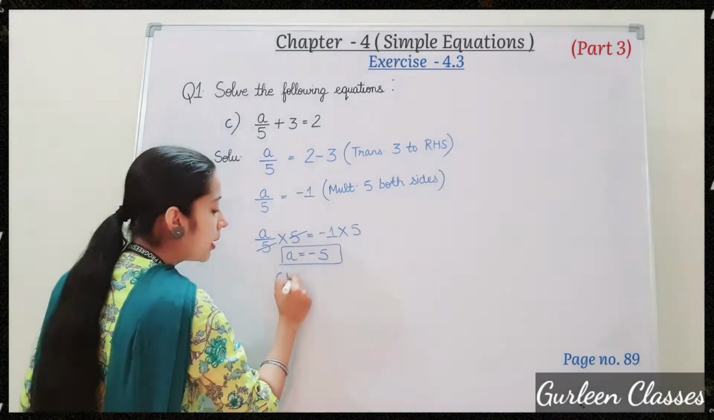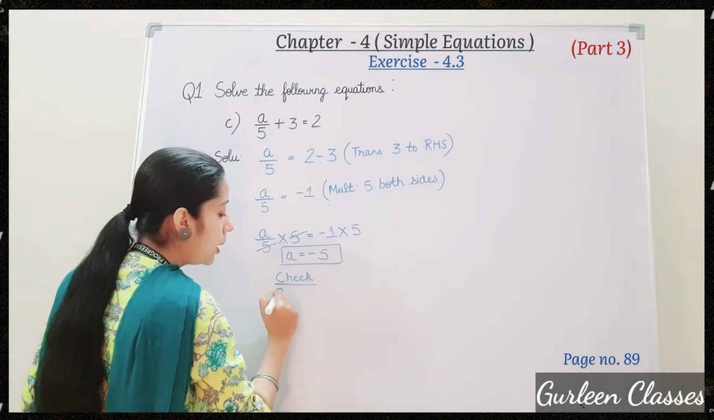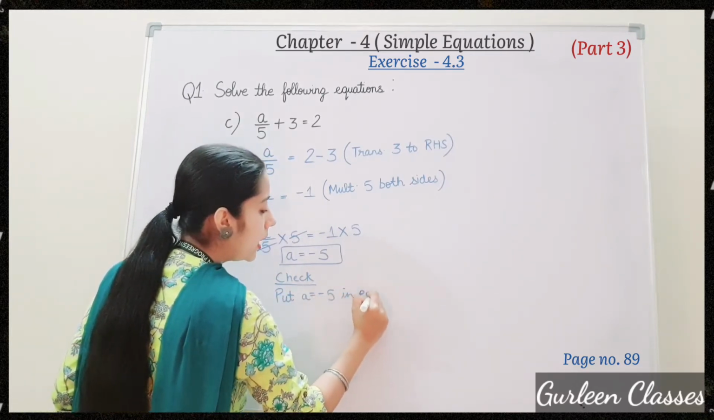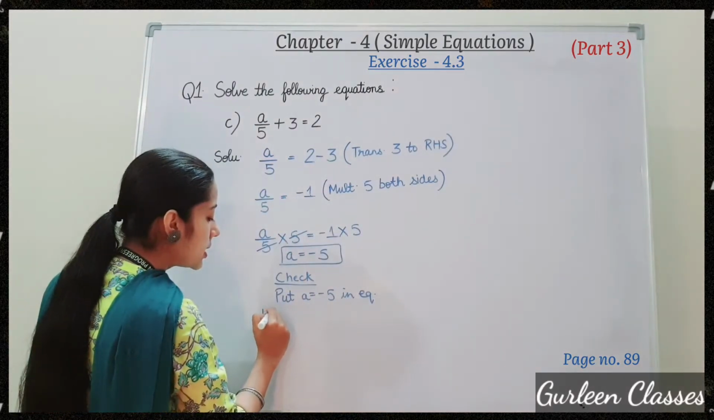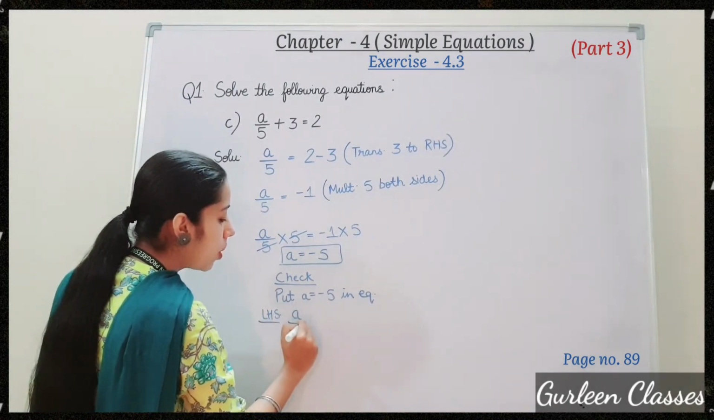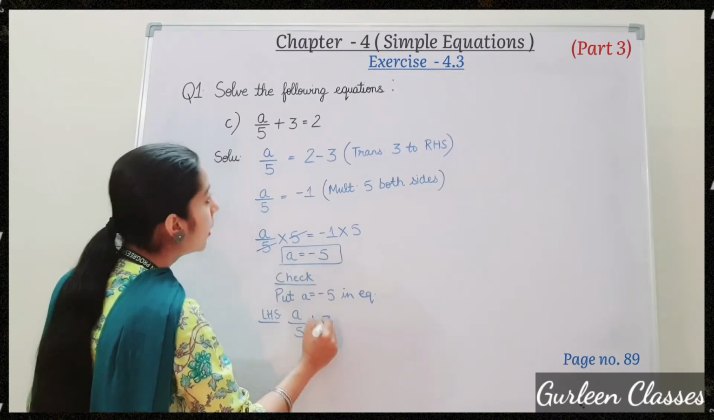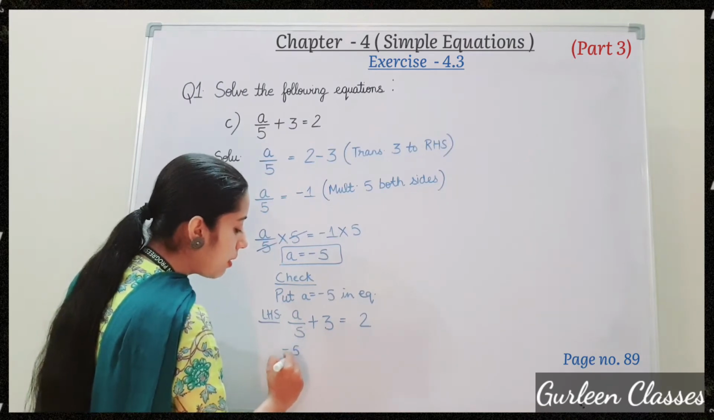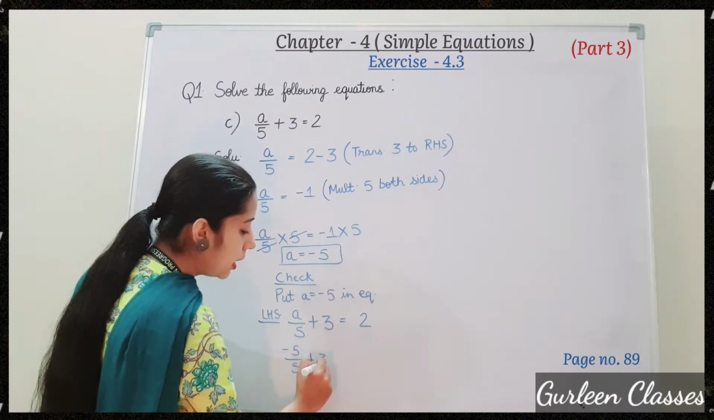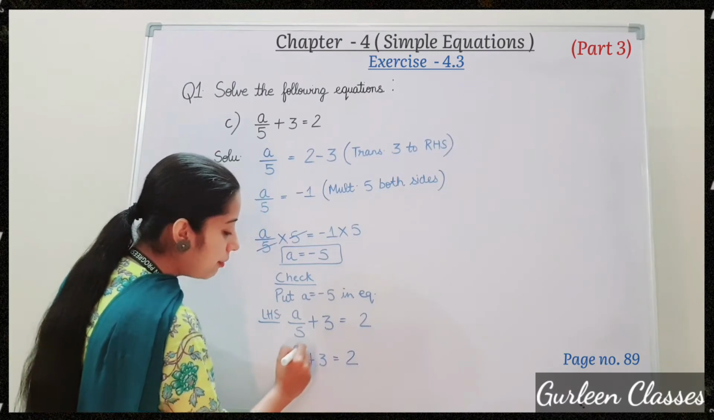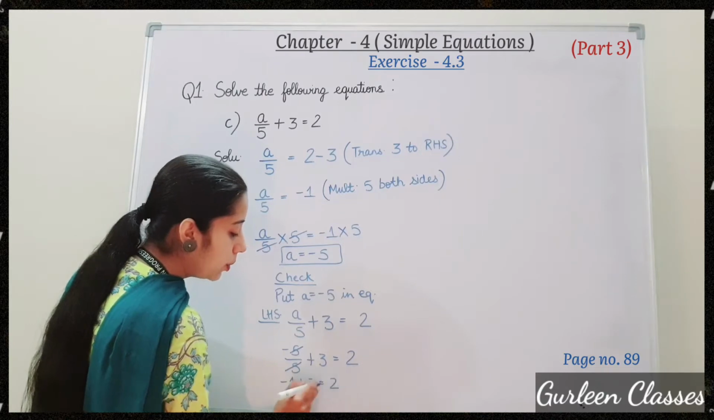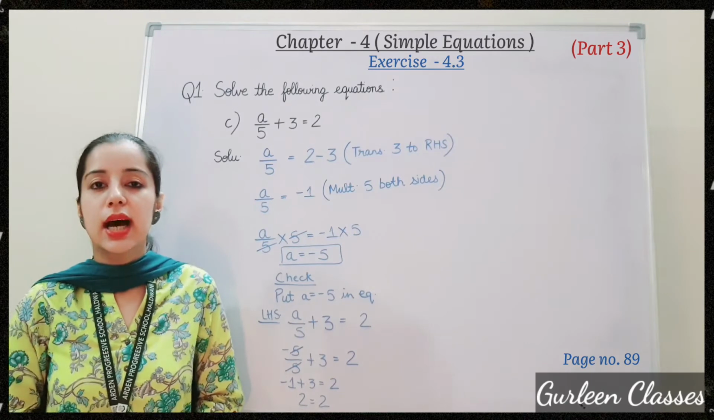So again we will check. Put a is equal to minus 5 in the equation. LHS is a upon 5 plus 3, and this is your RHS, which is 2. So minus 5 upon 5 plus 3 is equal to 2. 5 cancels. Minus 1 plus 3 is equal to 2. 3 minus 1 is 2, so 2 is equal to 2. So both these sides, LHS and RHS, are equal.